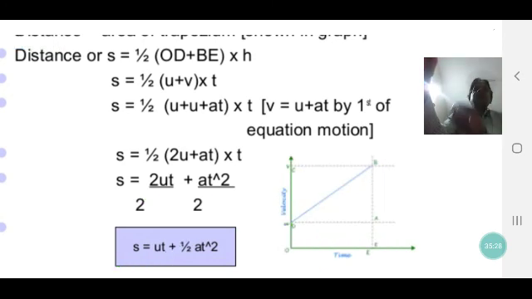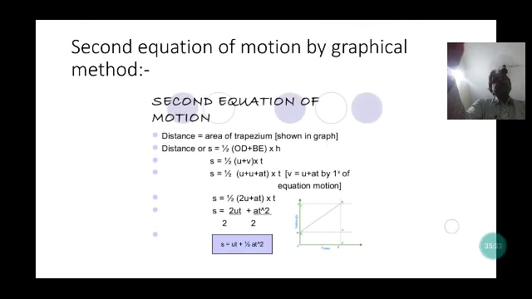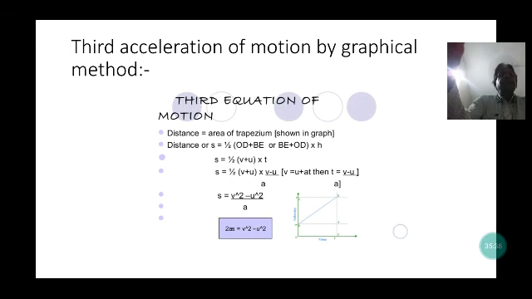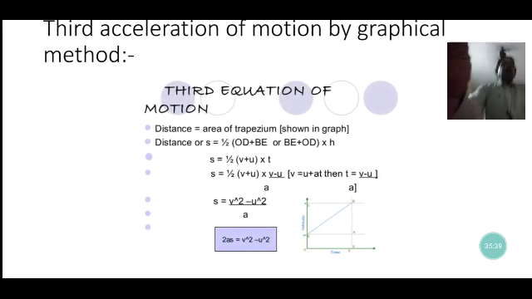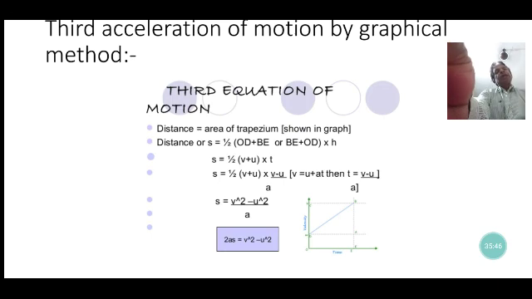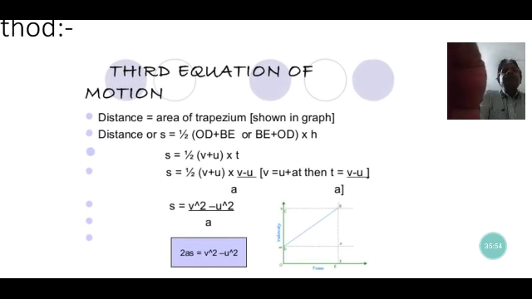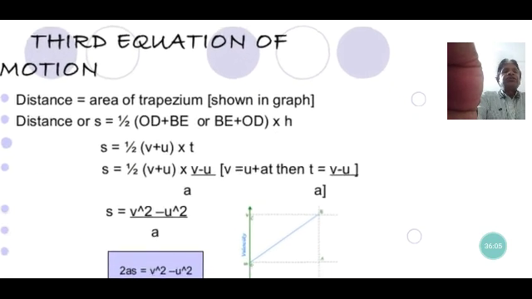Okay. Now, the third equation of motion is also calculated by the velocity time graph like that. If the object is moving with constant, uniform acceleration, but all this graphical method is applicable only when the object is moving with uniform acceleration. Now look here. For the third equation, the distance is equal to the displacement, and the magnitude of displacement is equal to the area of the trapezium under the velocity time graph. This is the velocity time graph.